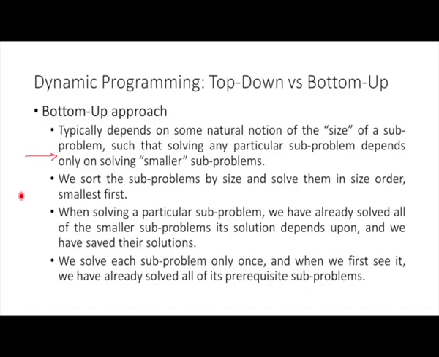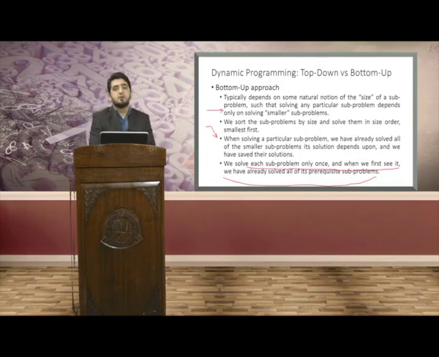So, when solving a particular sub-problem using the bottom-up approach, we have already solved all of the smaller sub-problems its solution depends on, and we have saved their solutions. So, whenever we reach a particular sub-problem, we have already solved its smaller sub-problems. We solve each sub-problem only once, and when we first see it, we have already solved all of its prerequisite sub-problems. We'll see an example later on. So, let's have a look at an example demonstrating the bottom-up approach.